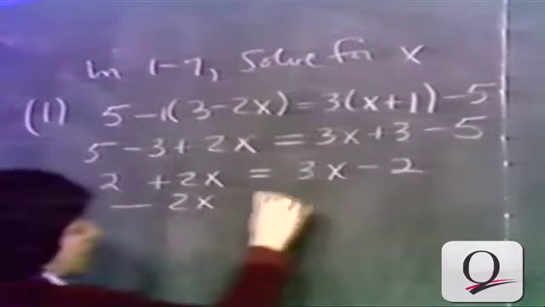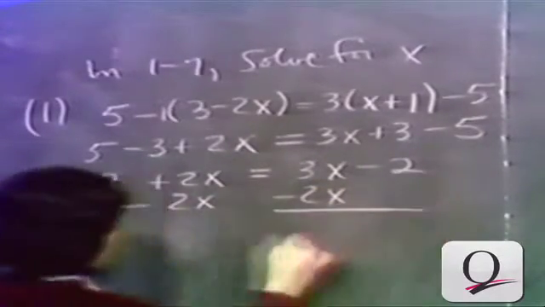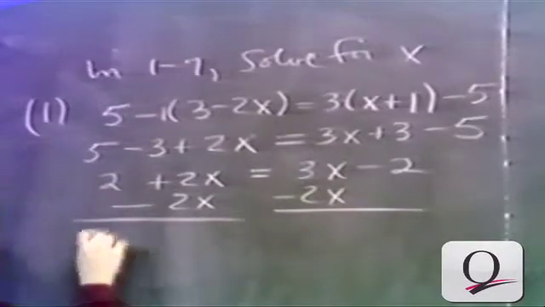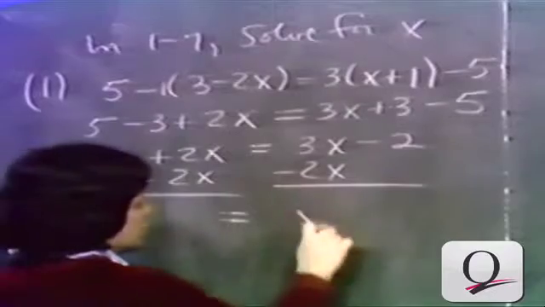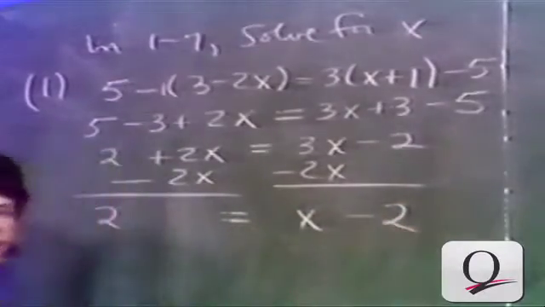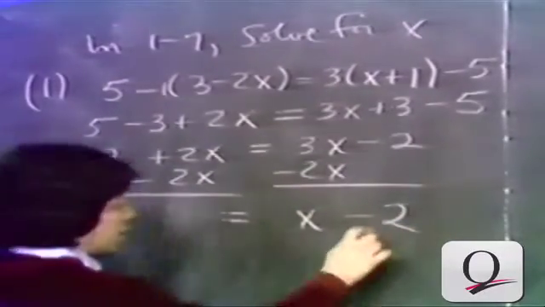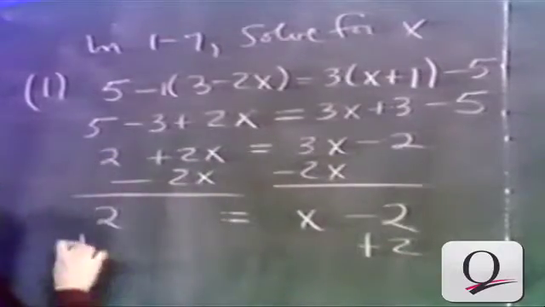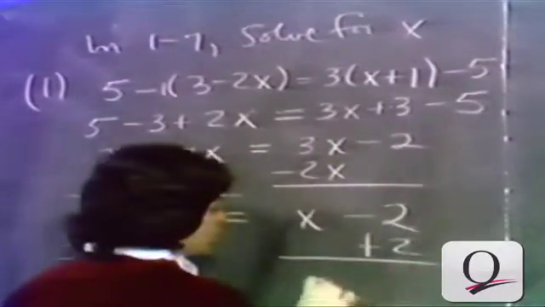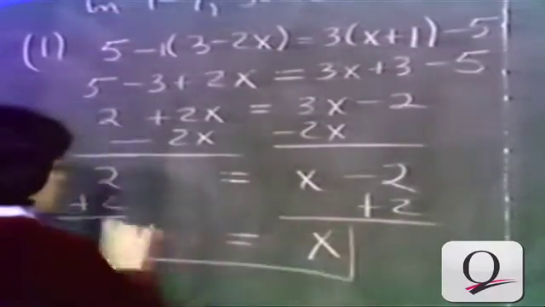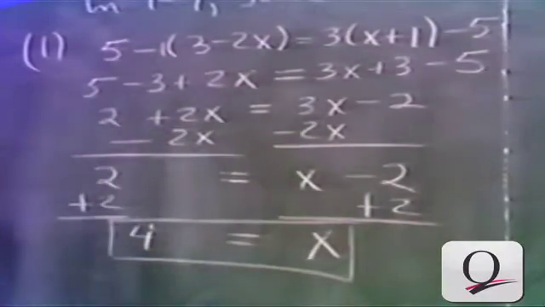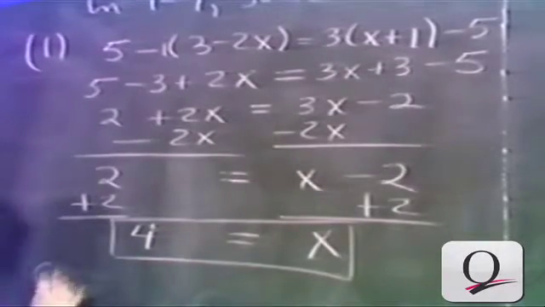Let's say we subtract 2x from both sides of the equation. We get that 2 is equal to, here the 2x's cancel, 3x minus 2x is x minus 2. And here, adding 2 to both sides of the equation, we have x equals 4 as our answer. And this is easy enough to check in the original problem.